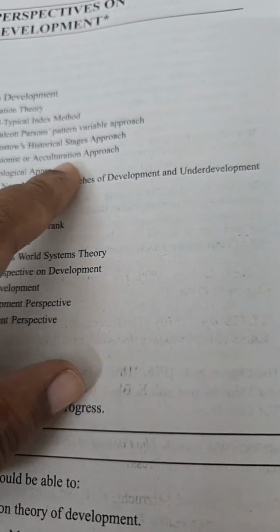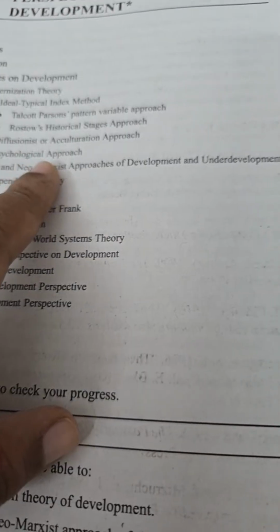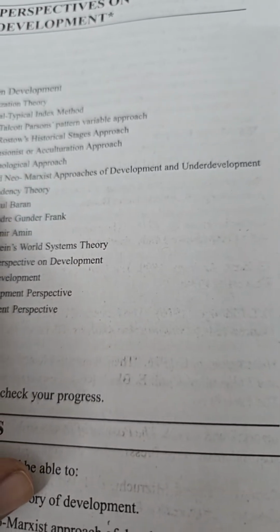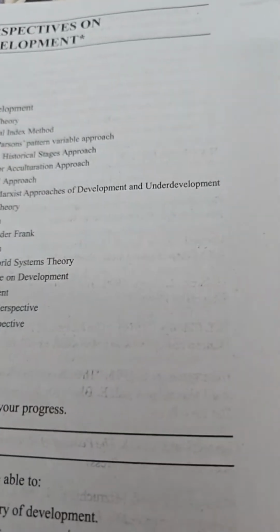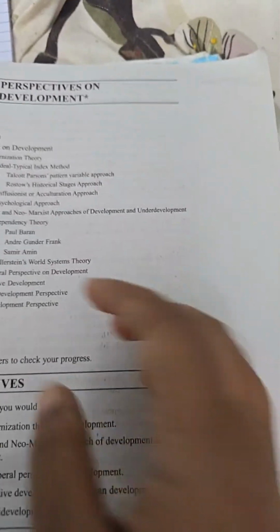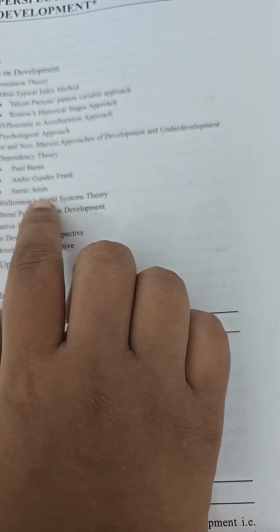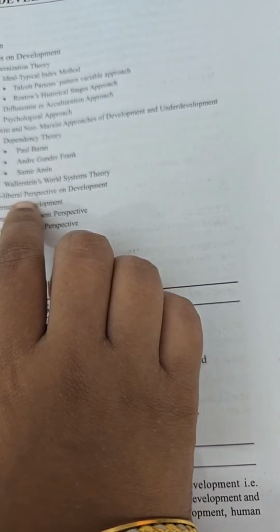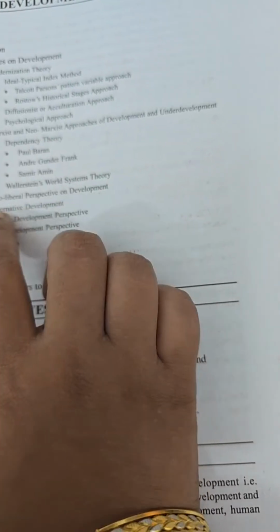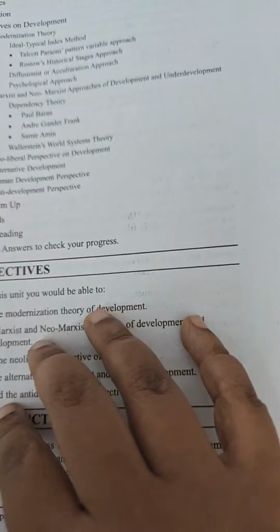Diffusion approach, acculturation approach, psychological approach. Marxist and non-Marxist approaches to development and underdevelopment. Dependency theory: Paul Baran, Andre Gunder Frank, Samir Amin. Wallerstein's world system theory, neoliberal perspective on development, alternative development, human development perspectives, anti-development perspectives.